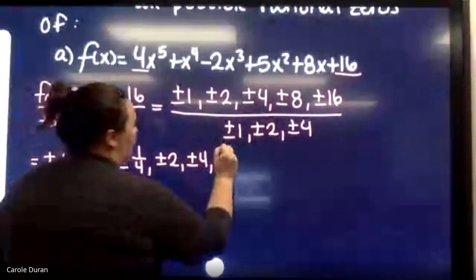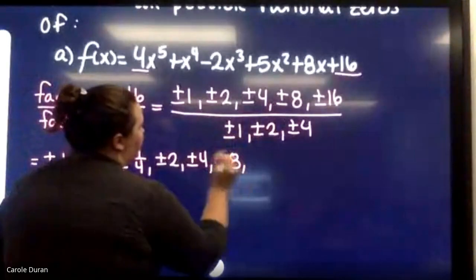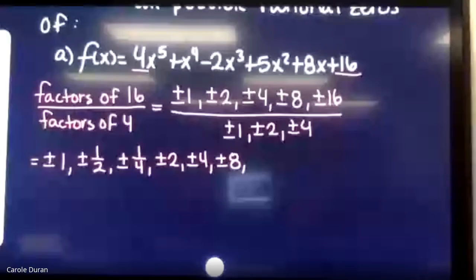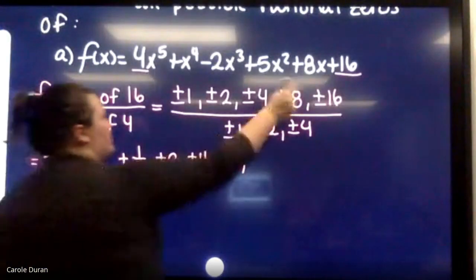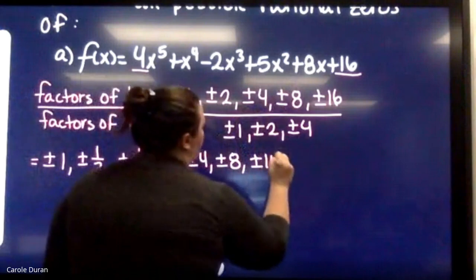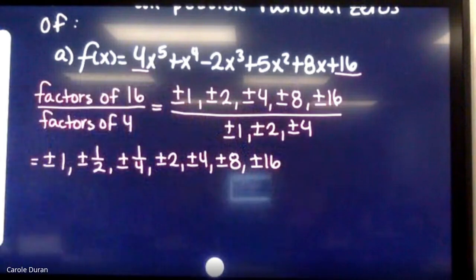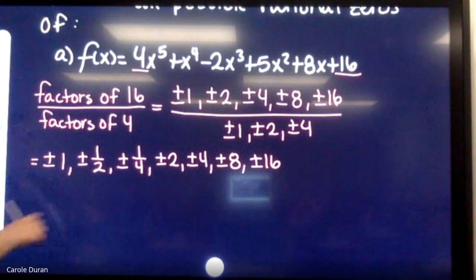8 divided by 1. 8 divided by 2 is 4, already on the list. 8 divided by 4 is 2, already on the list. Then I do 16. 16 divided by 1 is 16. 16 divided by 2 is 8. 16 divided by 4 is 4. Okay, so since 8 and 4 were already on there, this is the list.